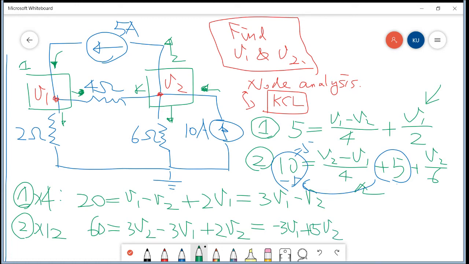Okay, so we add the two equations together. So 3V1 and minus 3V1 are cancelled. And then these two add together. It becomes 4V2. And then on the left hand side, it is 80. So V2 is 20 volts.